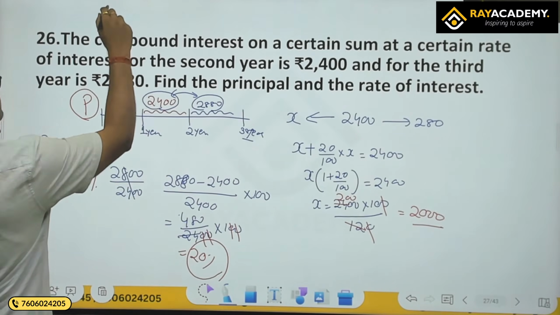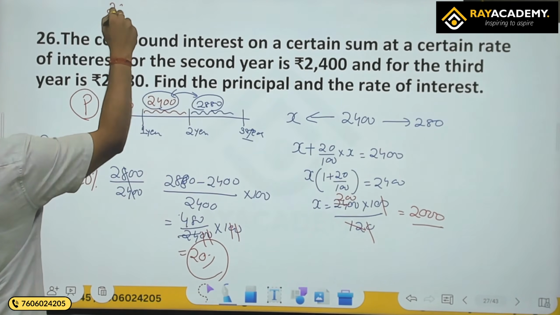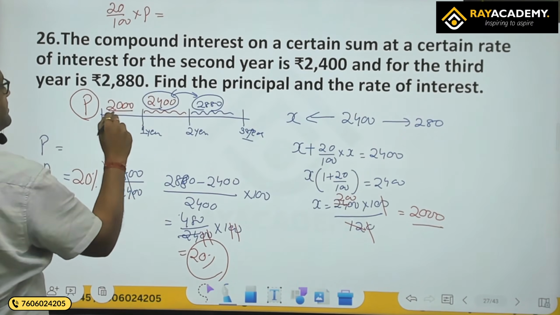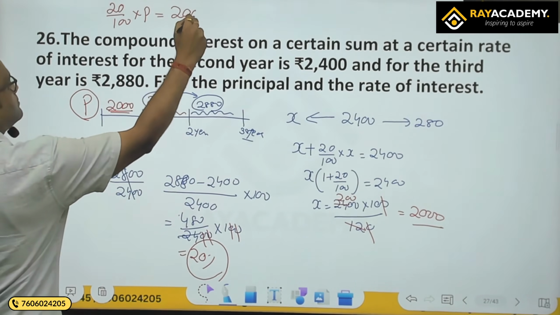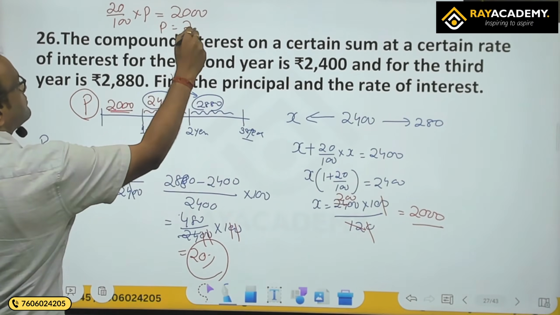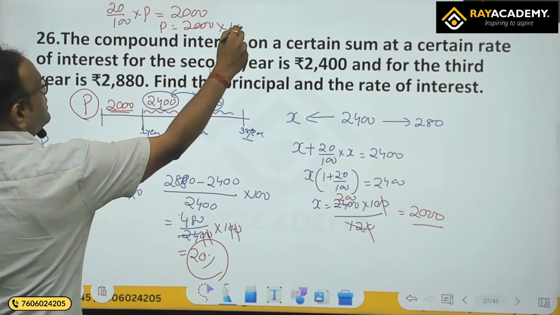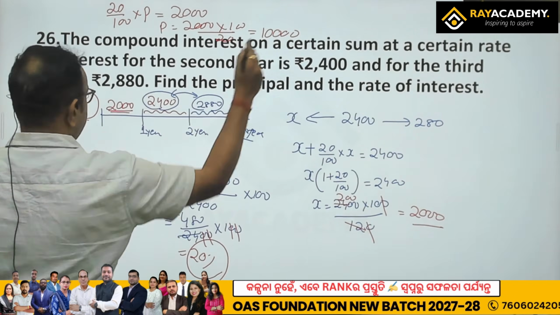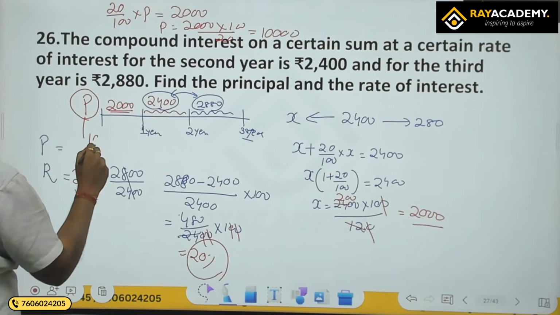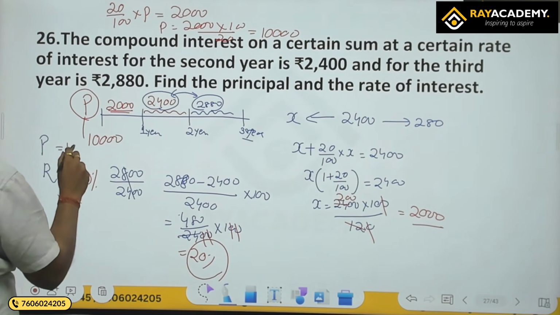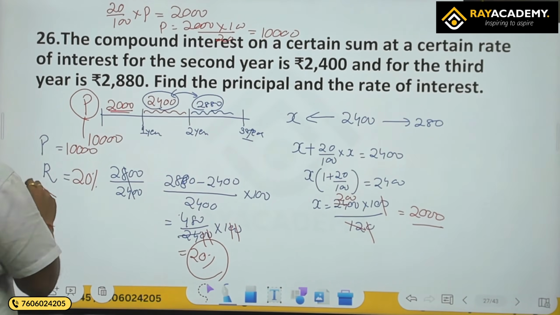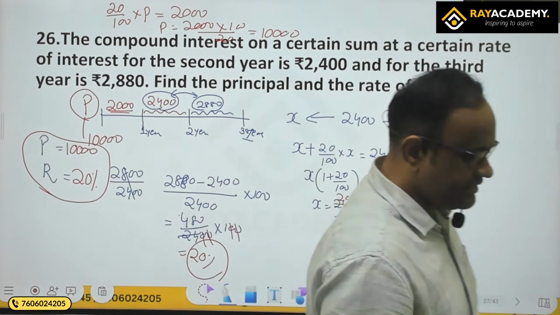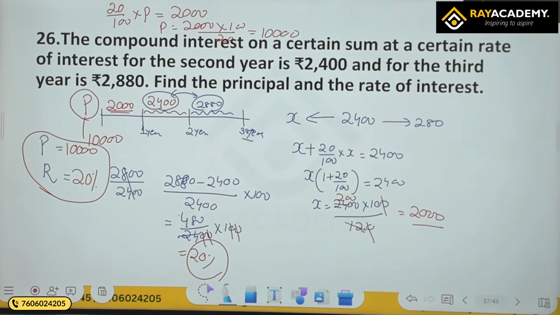Okay, so 20% of the principal amount becomes the interest generated in the first year, which is 2000. So P equals 2000 into 100 by 20. This becomes 10,000. So the principal amount is 10,000 and the rate of interest is 20%. That is your answer.